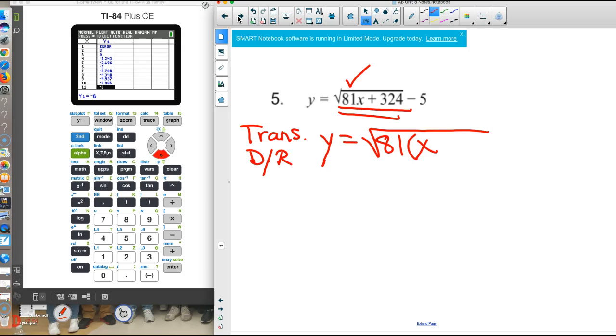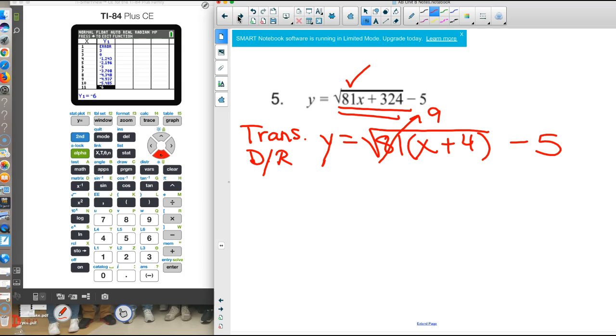Okay, so this would be plus 4. And then this would be minus 5. So the first thing you do is divide that 81 out of both of them. And do you guys know the square root of 81? What is it? 9.